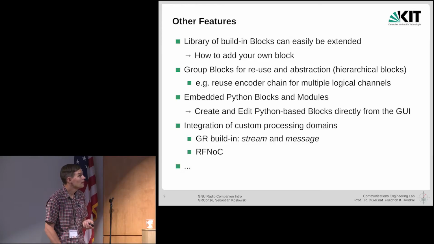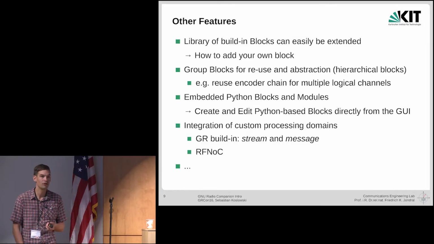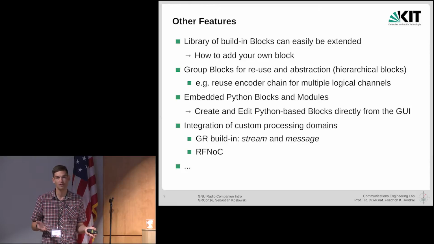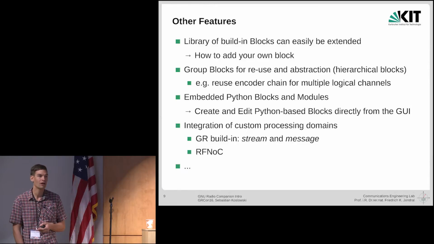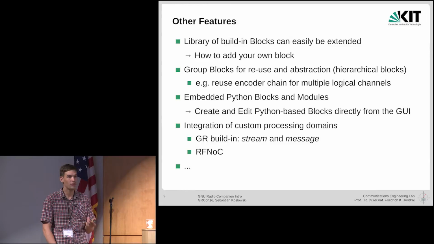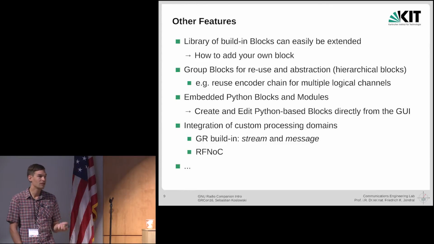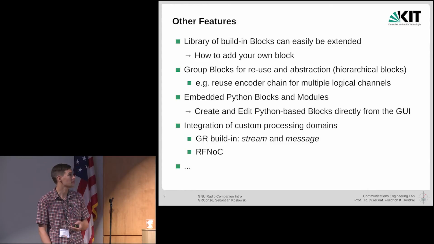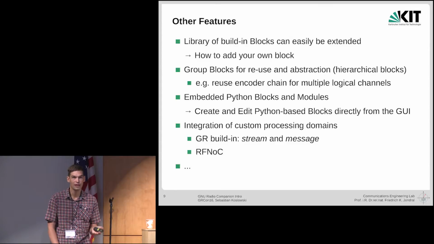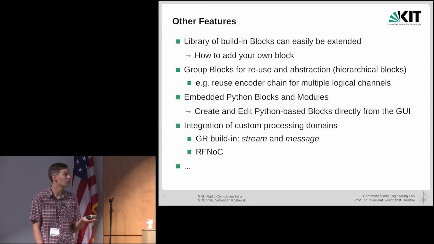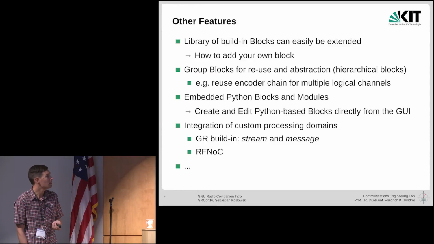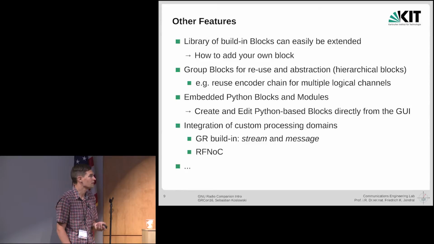You can group blocks with hierarchical blocks. Mentioned that before. So if you have a demod chain you want to use for multiple channels, you just put that in a separate block. It'll get its own set of parameters and input and output ports, and then you can just instantiate that multiple times. This is also a concept that's directly copying the underlying GNU Radio hier block type. So this is not really GRC specific.